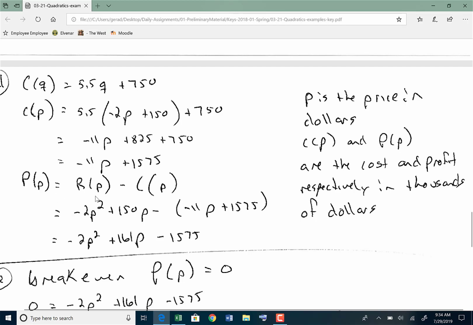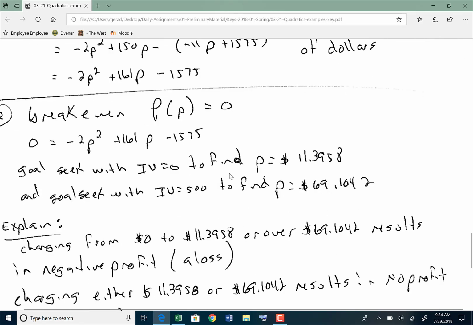And then profit is revenue minus cost. There you go. Distribute it, another quadratic. I define the variables over on the right. I always do that. P is the price. C and capital P are the cost and profit in thousands of dollars.